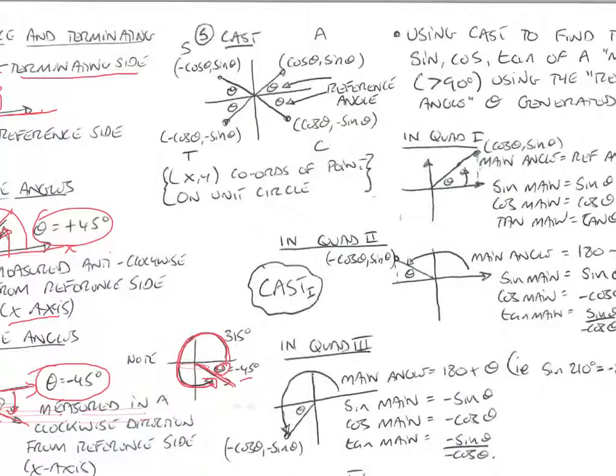And we've seen in class how we use the unit circle to generate the CAST rule. And if we generate an angle in the fourth quadrant, then the xy coordinates are the same as the cos of this reference angle, comma, minus the sine of this reference angle. So just to note that, these are similar to the xy coordinates of a point on the unit circle, which we've seen in class.